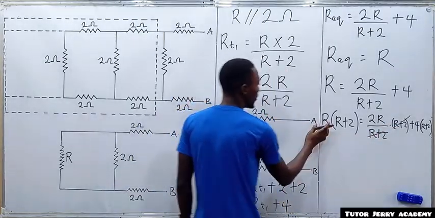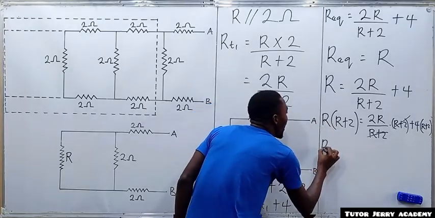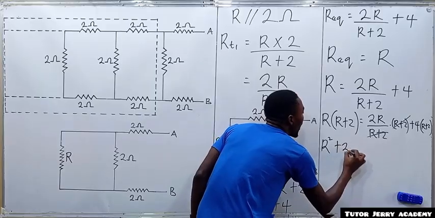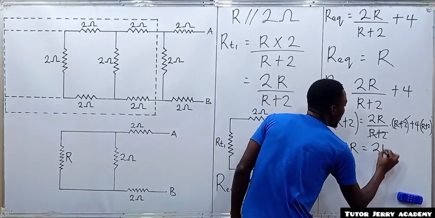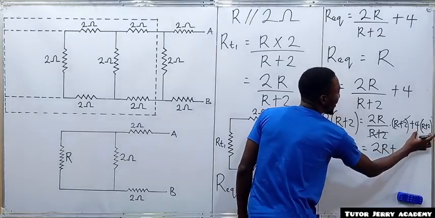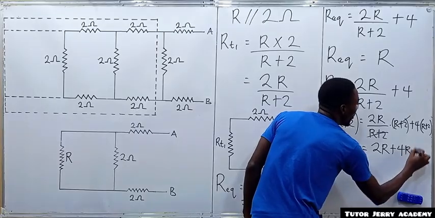Then we are going to be left with, if you clear the bracket here, R squared plus 2R, which will be equal to 2R plus, you clear the bracket, you are going to have 4R plus what?